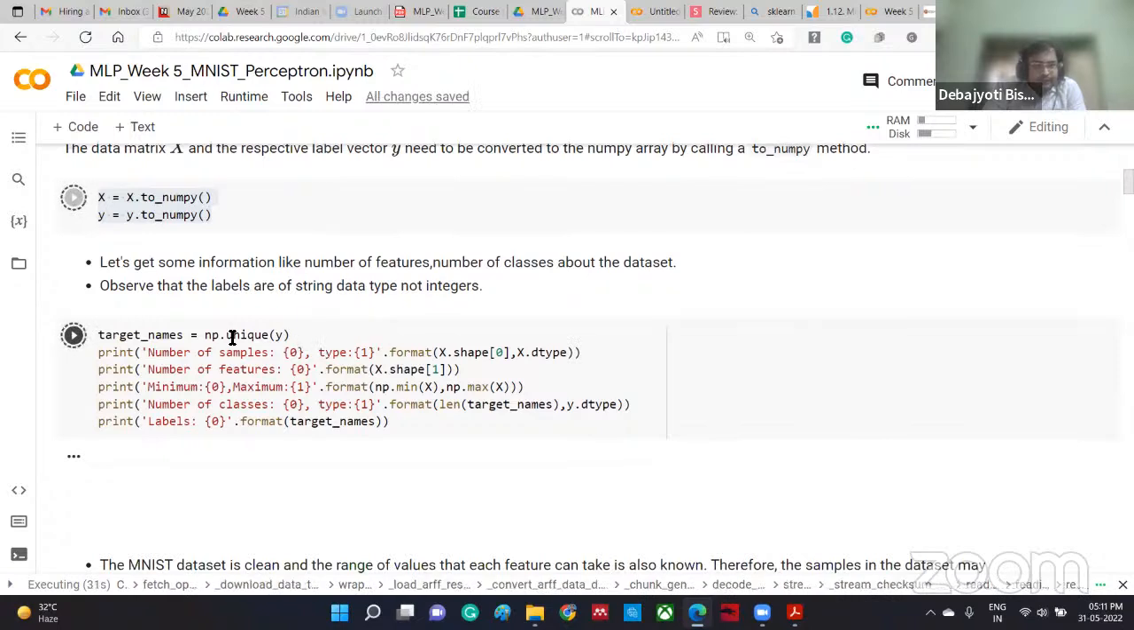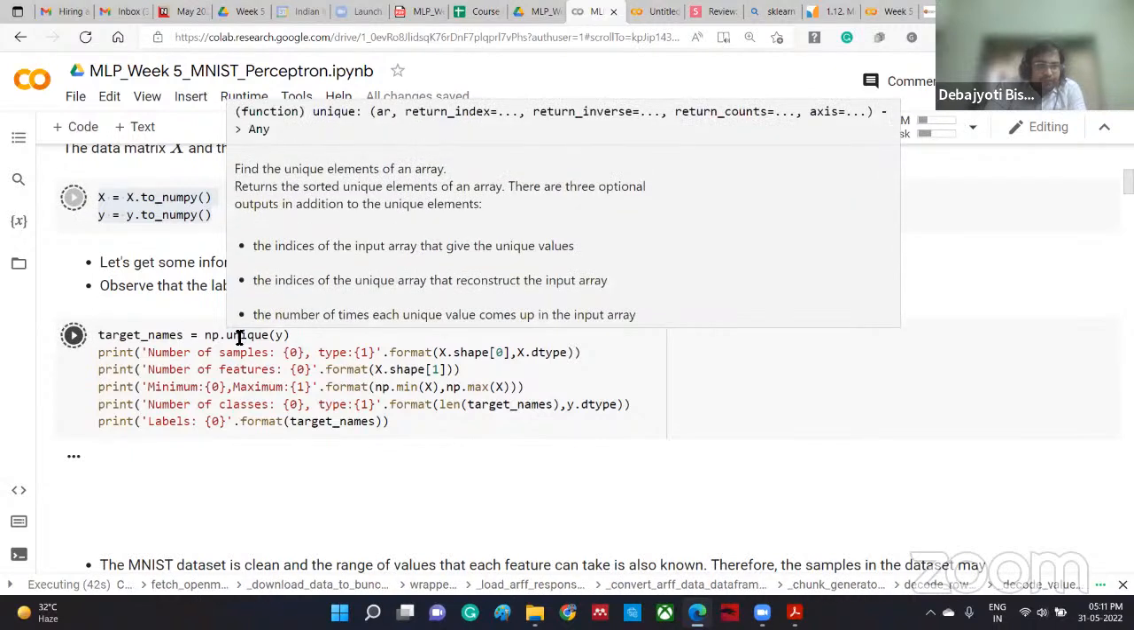Okay. So at first we get the target names by calling np.unique. Then we print the number of samples, the number of features, the minimum and maximum value, the number of classes, and we can put the labels. Okay, so let's wait.